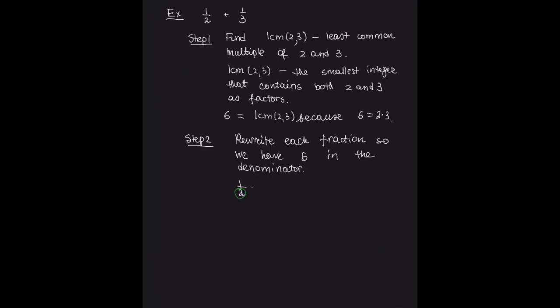So what do we need to multiply 2 by to get 6? We want to have 6 in the denominator. Well, we need to multiply 2 by 3. So it means that we are going to multiply 1/2 by 3/3, which is 1. And it's important that we are multiplying by 1, because if we multiplied 1/2 by anything other than 1, we would change the value of 1/2. So in the end, we are going to get that 1/2 is 3/6.